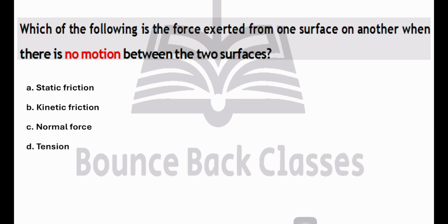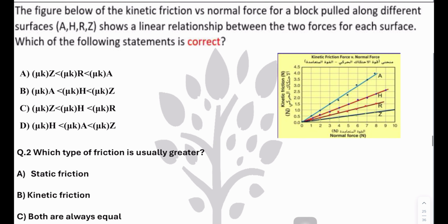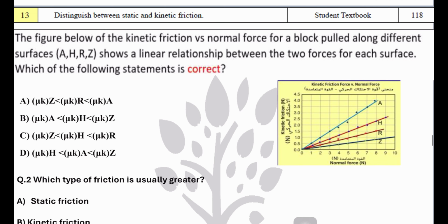Which of the following forces is exerted from one surface to another when there is no motion? No motion means static. Yes or no? Static means at rest. So the answer should be static friction. Just read carefully and you can solve everything. Easy question. Don't be afraid. What he is asking you: static means rest, kinetic means motion.